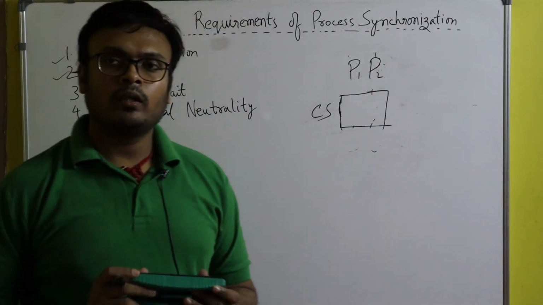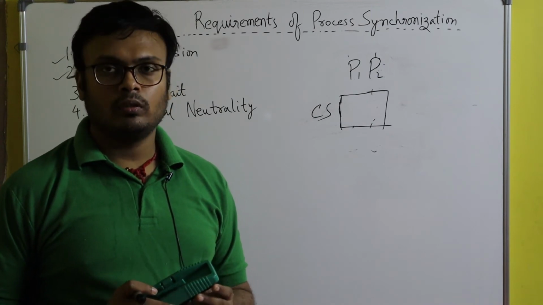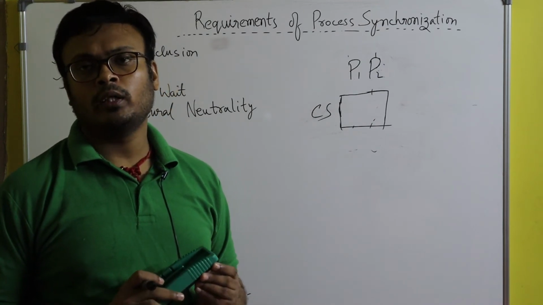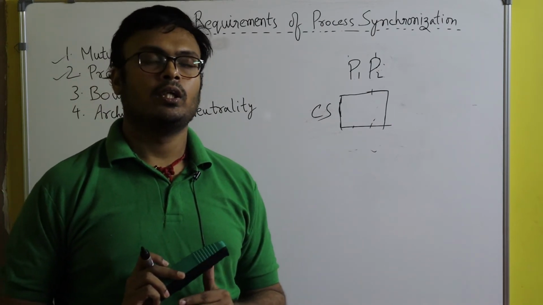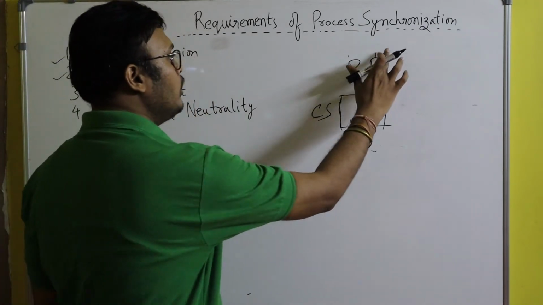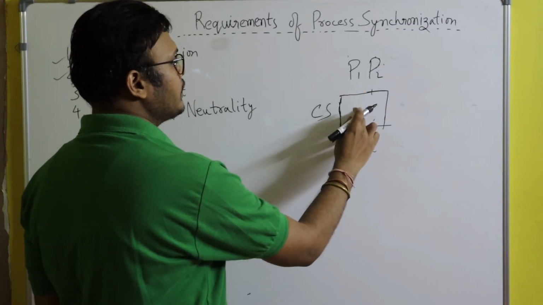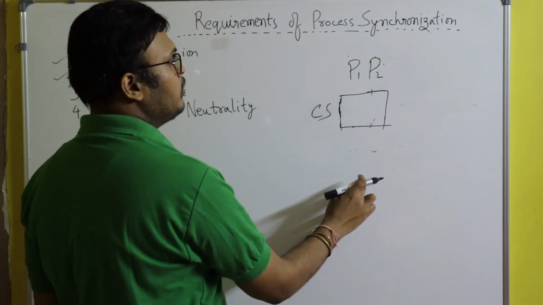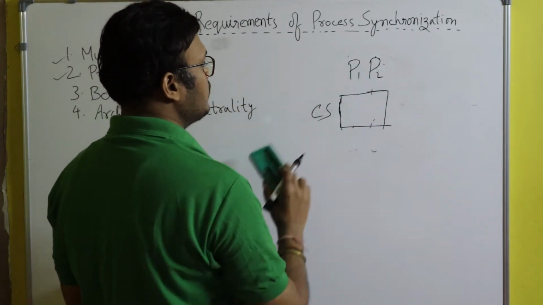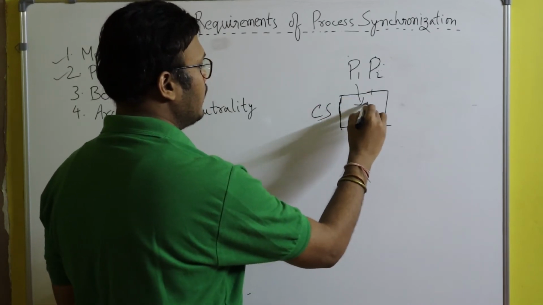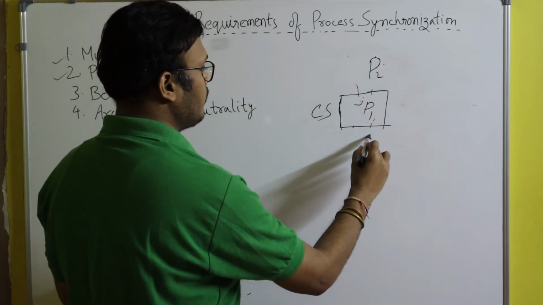So what does bounded waiting mean? Here there should be a bound, a limit on the waiting of the process to enter inside the critical section. For example, suppose there are two processes. Process P1 entered inside the critical section, and process P1 came out. Now process P1 is here again. Process P1 entered inside the critical section, and now process P1 came out.